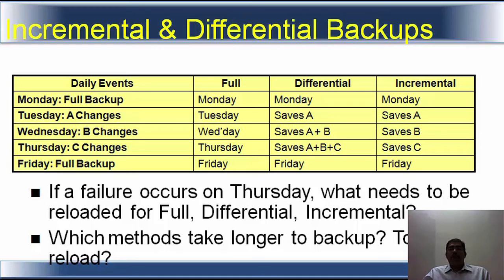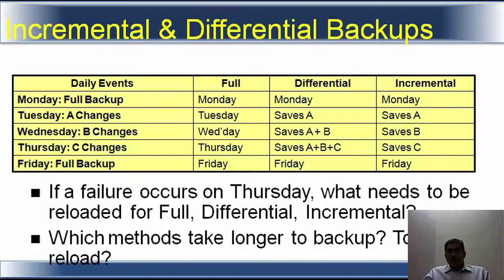If a failure occurs on Thursday, what needs to be reloaded for the full, differential and incremental backup? Which methods take longer to back up, or which methods take longer to reload? Now, all this can be addressed by this. If you take the picture above, the daily events: Monday is a full backup, Tuesday A changes, Wednesday B changes, Thursday C changes, Friday there's a full backup. On the right-hand side, in the 3 columns, Monday is a full backup, and there is a differential backup and incremental backup happening on Monday.